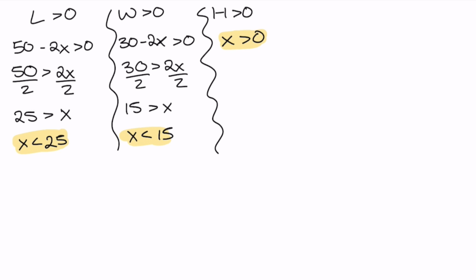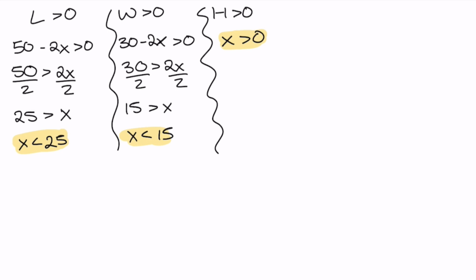Now this is important because all three of these criteria need to be met at the same time. Because if one of them isn't met, then the one that isn't met is going to cause that side length to either equal 0 or to be less than 0. And that can't happen in order to have this box.